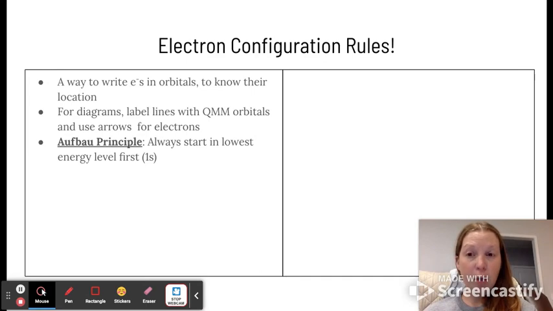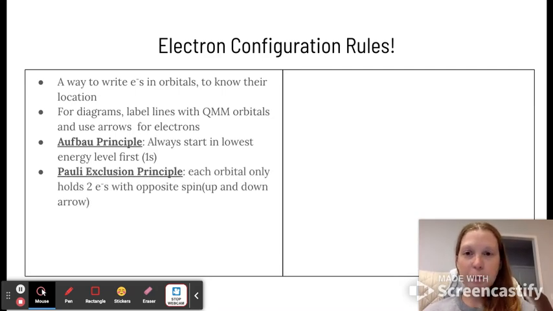The first one is the Aufbau principle. It states that you always start in the lowest energy level first, which means that for any element, when you write an electron configuration, you always start with 1s. I like to say this is the first rule to follow. It's called the Aufbau principle, and A is the first letter of the alphabet, so if that helps you make that connection.